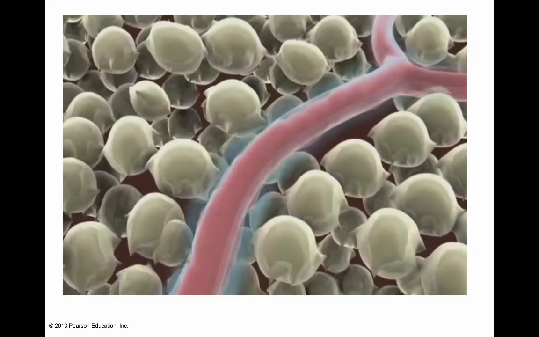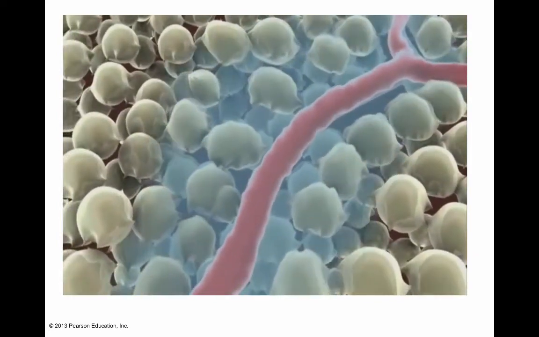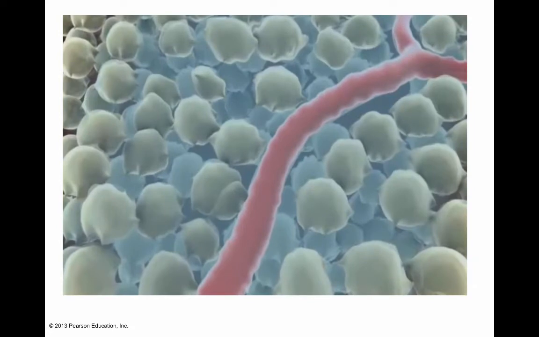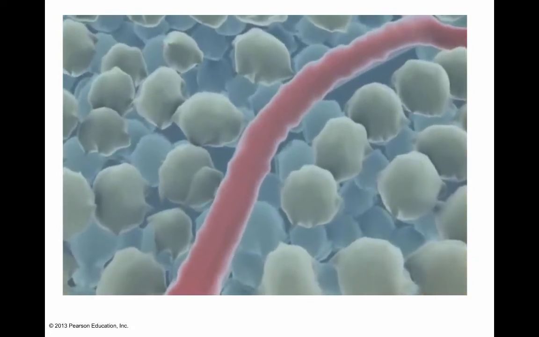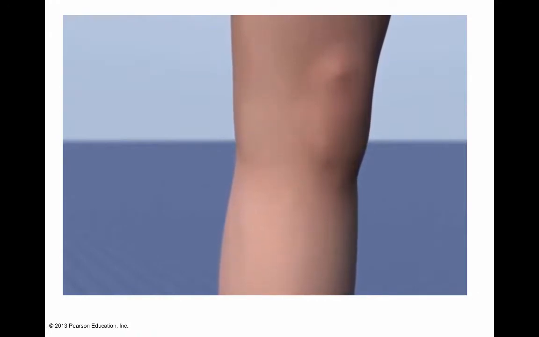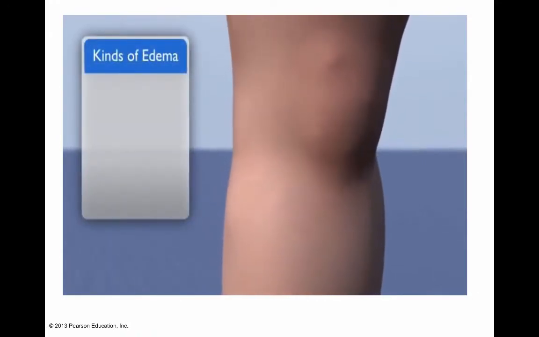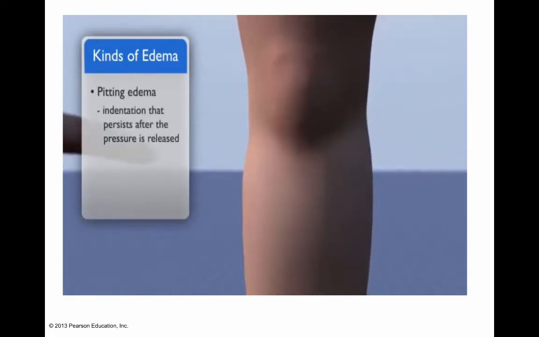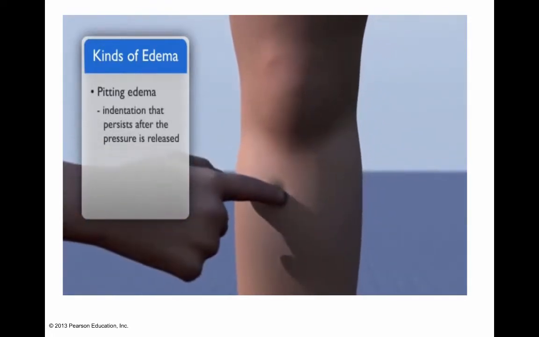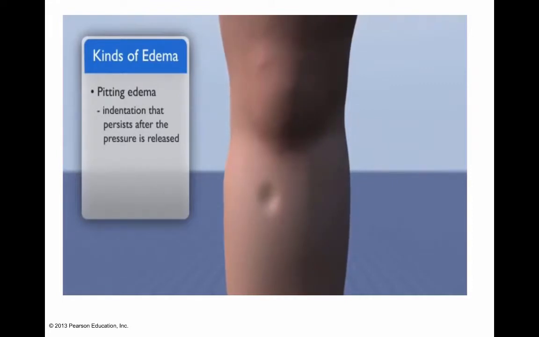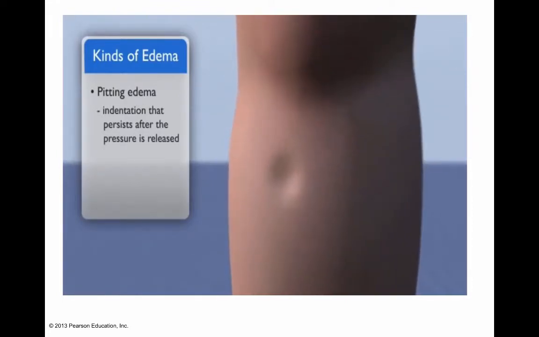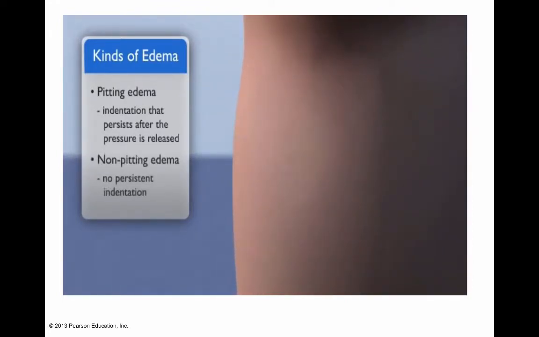Edema occurs when the tiny blood vessels or capillaries leak fluid into the surrounding tissue spaces. When the interstitial spaces fill with fluid, they expand and the area swells. There are two kinds of edema. In the type called pitting edema, applying pressure to the swollen area causes an indentation that persists after the pressure is released. In non-pitting edema, there is no persistent indentation after pressure is applied.